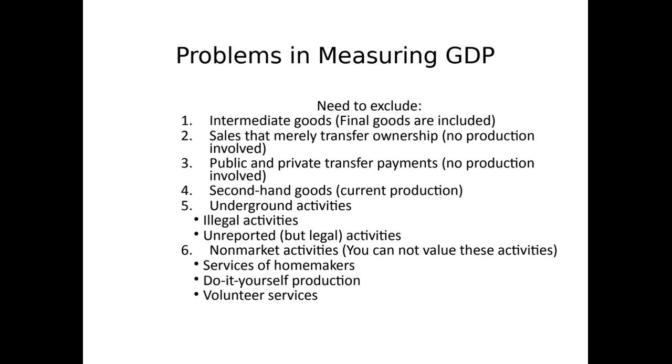Underground activities also are not included. Illegal activities and unreported but legal activities. And the reason is the same, because you can't value those goods and services. Those are not reported, unfortunately. And this is one of the major problems with many developing countries, non-market activities. Sometimes in some of these countries, production is taking place, but there's no market for those products. So you can't add them in the GDP measure.